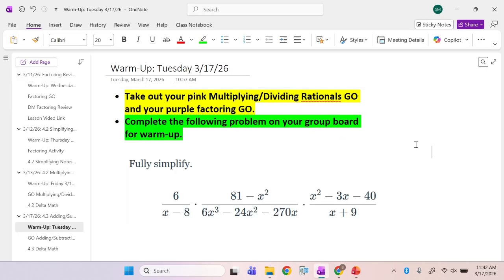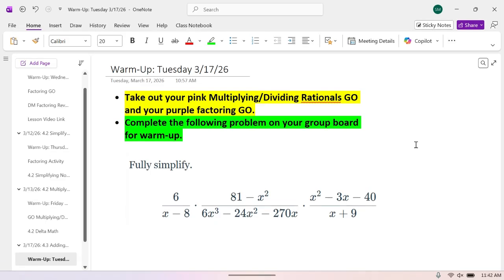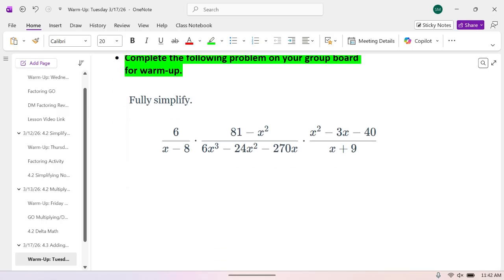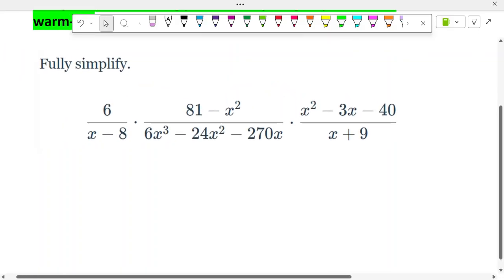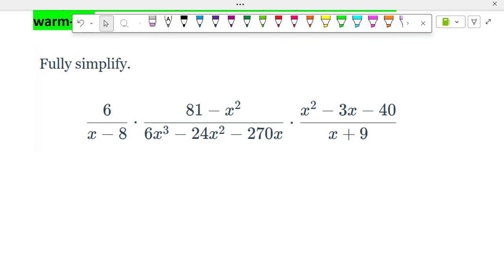So with this warm up, all right. First things first, what I tell you whenever you start tackling a problem like this, what should be the first thing that you do? You got to factor. So in this case, you got to factor a couple times. And it's actually not as many times as you think.